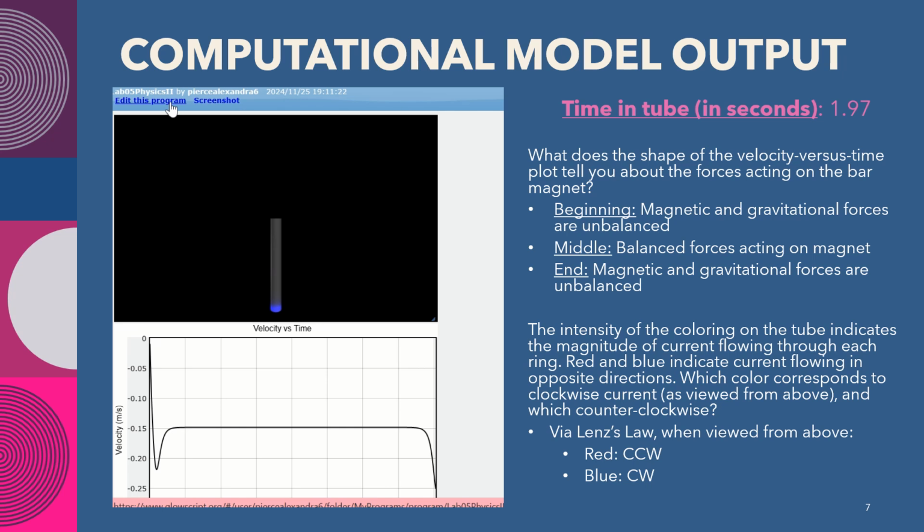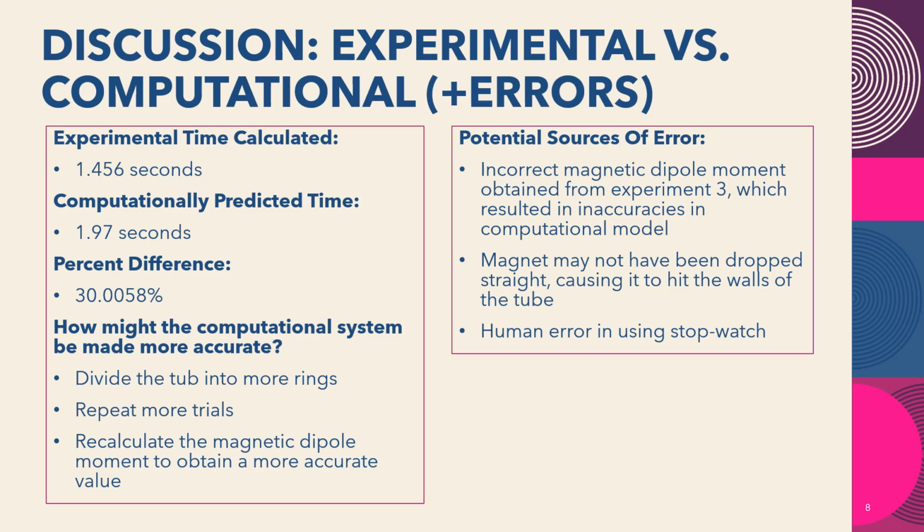The intensity of the coloring on the tube indicates the magnitude of current flowing through each ring. Red and blue indicate current flowing in opposite directions. When viewed from above, the red corresponds to counterclockwise induced current, and the blue corresponds to clockwise induced current. This was determined via Lenz's law. The experimental model revealed that the magnet spent 1.456 seconds in the tube, while the computational model predicted the time to be 1.97 seconds. The resulting percent difference between these two values is 30%.